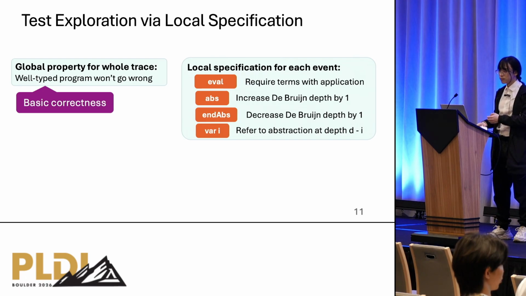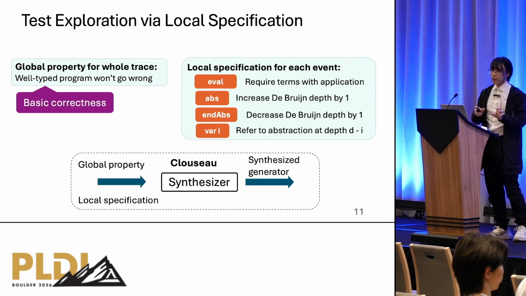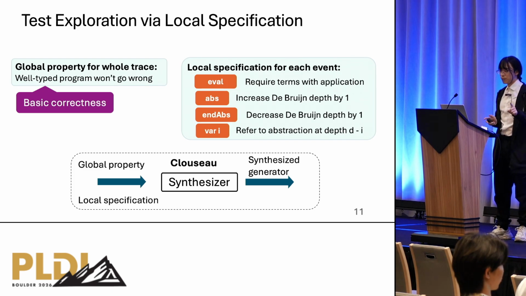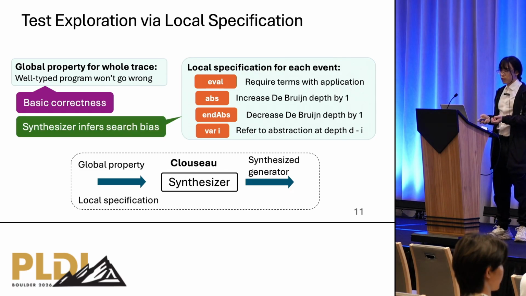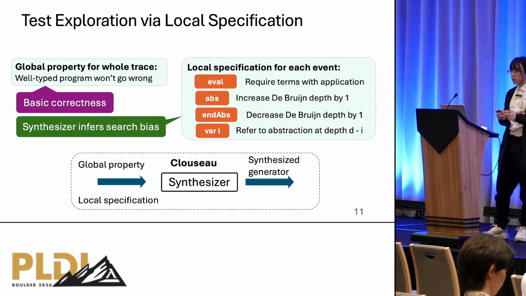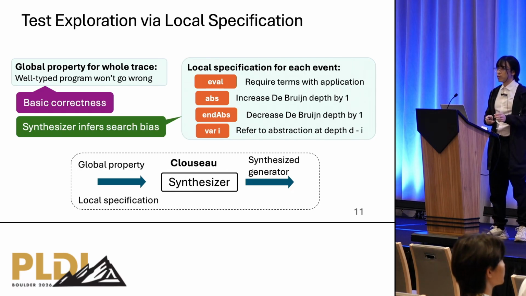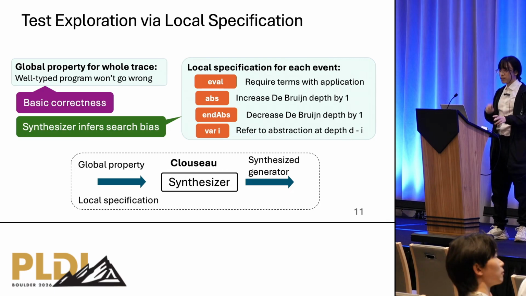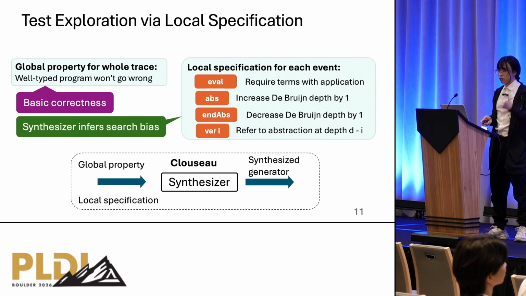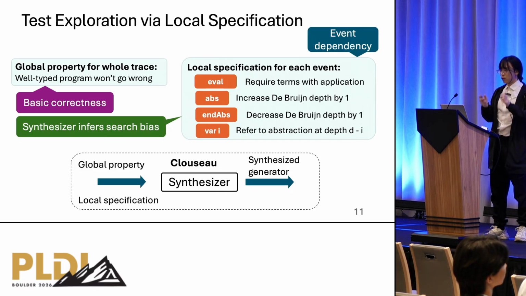So the whole workflow is that the user provides a global property and local specifications. Our synthesizer, which we call Cusot, synthesizes the generator for the user. The point here is that the user doesn't need to provide potentially complex search bias, because our synthesizer can infer it from the local specifications and global property, since our local specification encodes the event dependency.